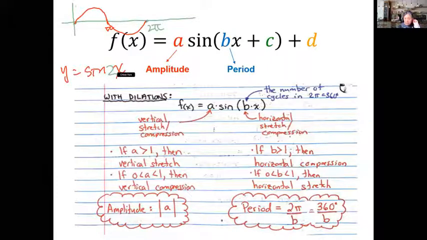2x. That means it has to have 2 repetitions within 2 pi. That means I have to have 1 repetition within the first pi and another repetition within the second pi, so that this green one is the graph of sine of 2x.